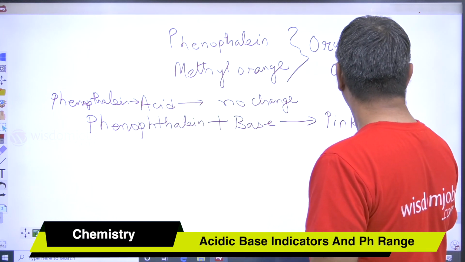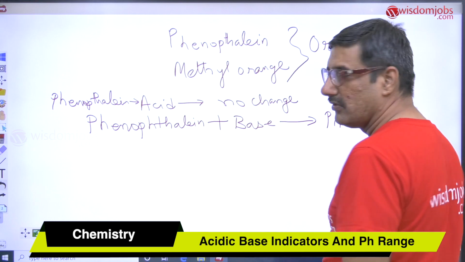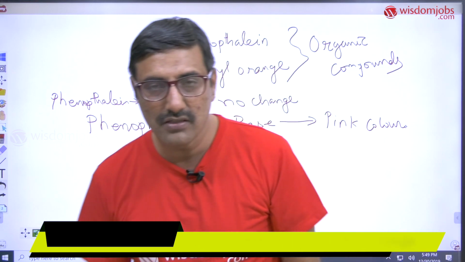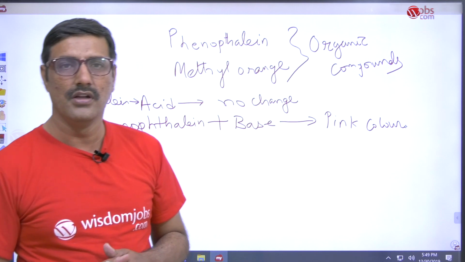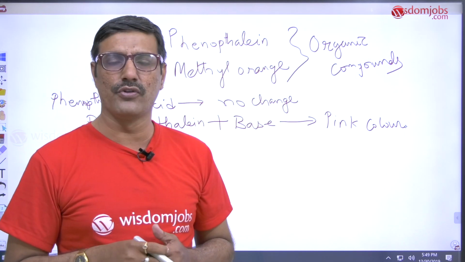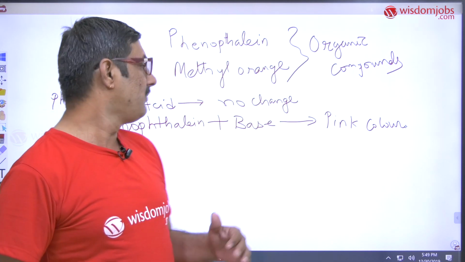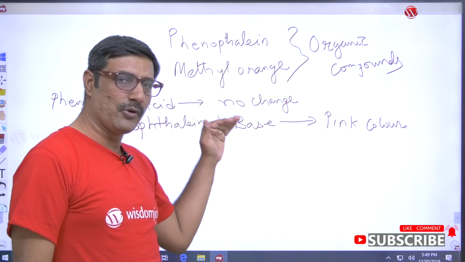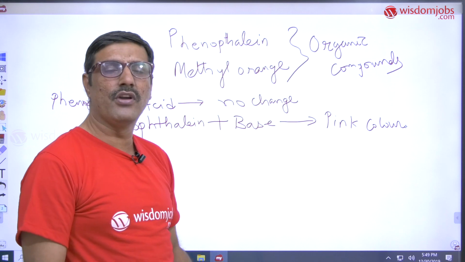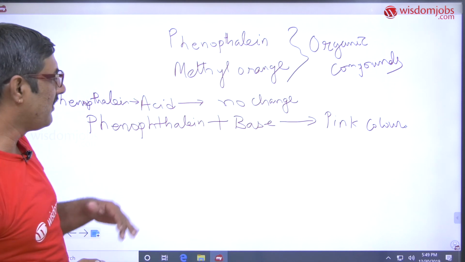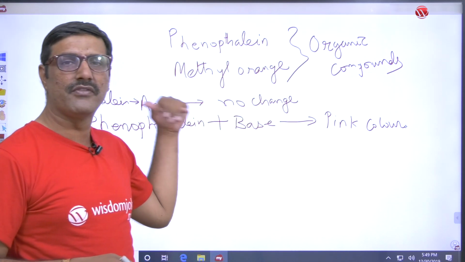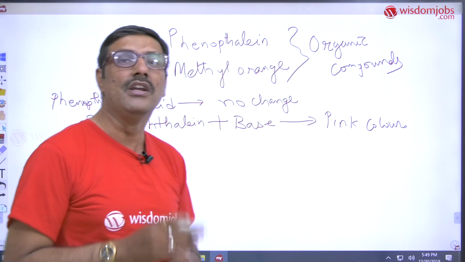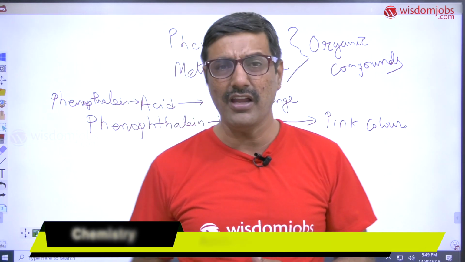For a solution, if I add phenolphthalein and there is no change, it might be a salt solution or an acid solution. But if I add phenolphthalein to a base or an alkali, it gives a pink coloration. So when a solution added with phenolphthalein gives a pink coloration, it is an indication that it is an alkali or a base.